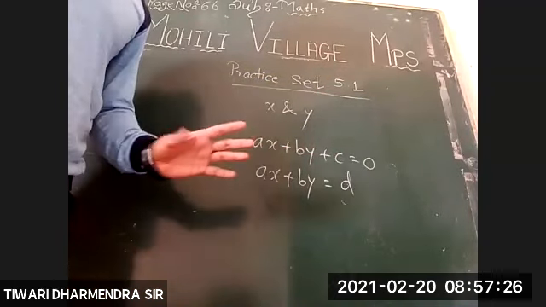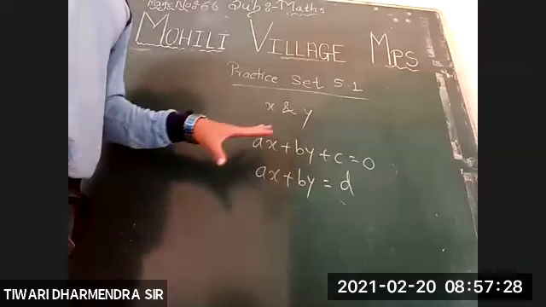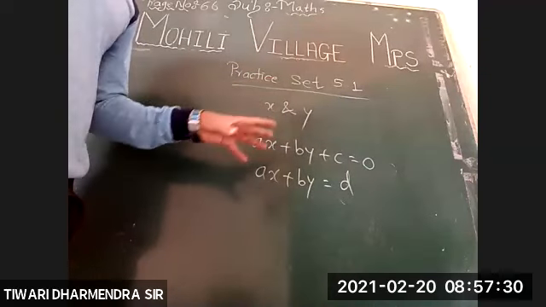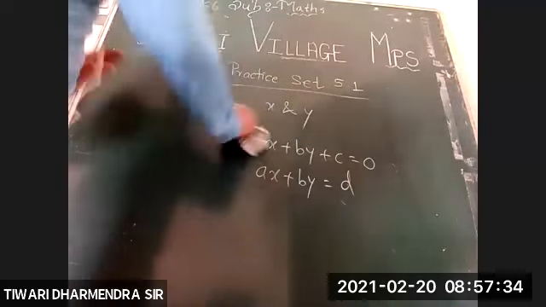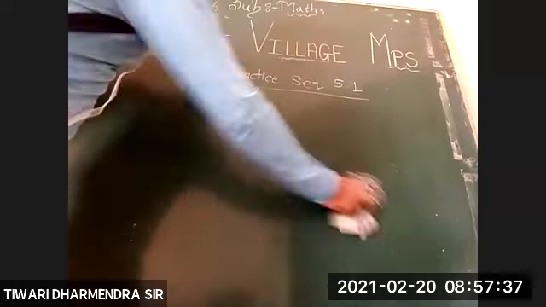So we will try to frame it. I hope you have understood. We have to form the 5 different linear equations in these 2 variables. So let's write the solution for the given question.